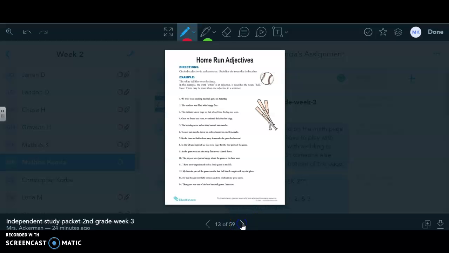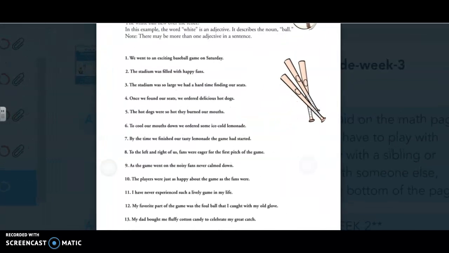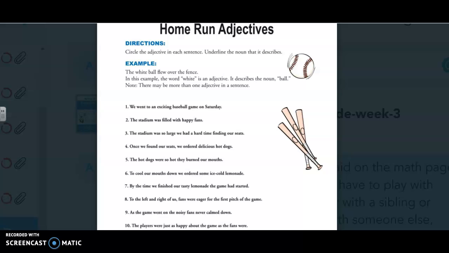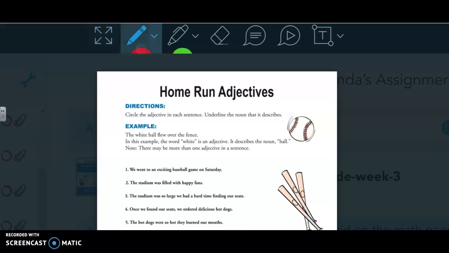And then here's your home run adjectives. Now, boys and girls, this is the one that I said might be a little difficult because I'm not sure we've done this too much in class. But I don't want you to not do it because I think it's something that you probably all should work on, okay? It says circle the adjective in the sentence and then underline the noun that it describes. Remember, a noun is a person, place, or thing, okay? So you're going to underline the noun and you're going to circle the adjective.